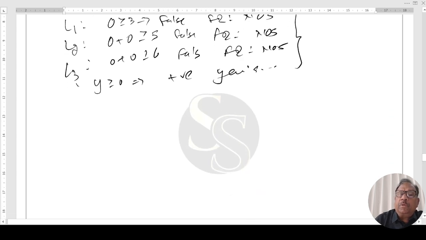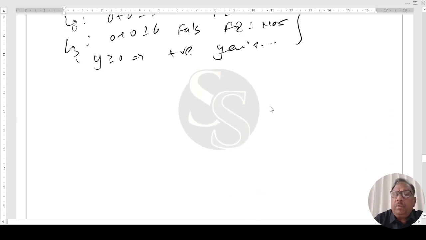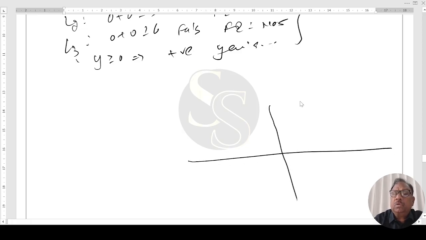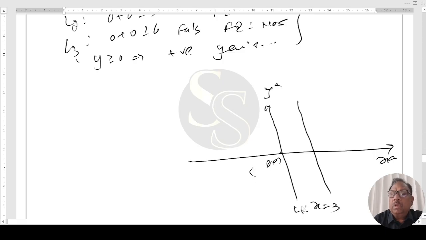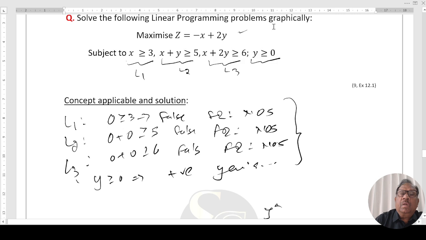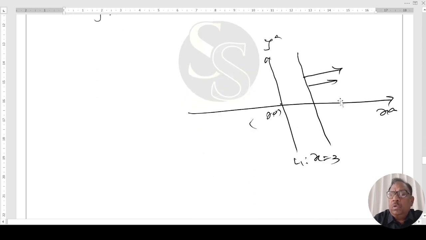Now we have to plot the line. To plot the line में x equal to 3. This is x equal to 3. This is x-axis. This is y-axis. This is origin. This is line L1, x equal to 3. It says non-origin side. The feasible region is towards this side. Second line is x-intercept, y-intercept 5, 5. 0, 5.